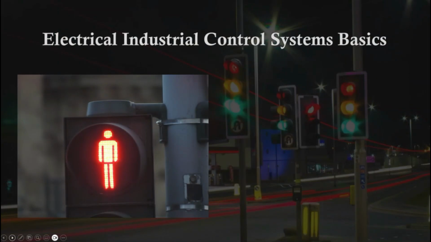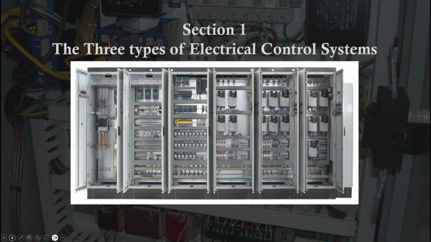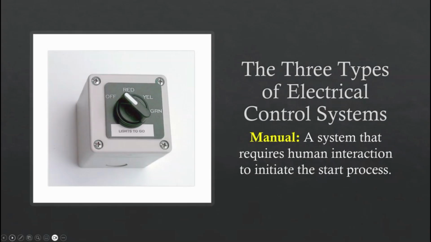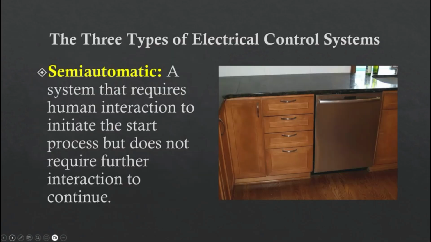So in electrical and industrial control systems basics, Section 1 is the three types of electrical control systems. Manual, a system that requires human interaction to initiate the start process. Semi-automatic, a system that requires human interaction to initiate the start process but does not require further interaction to continue.